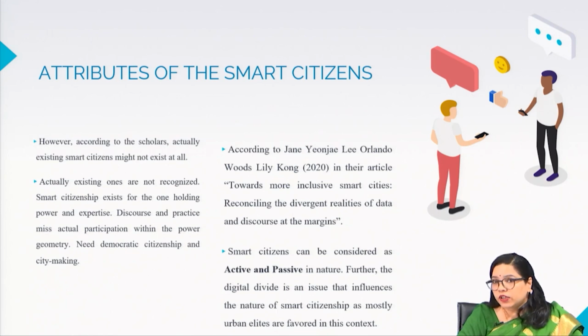According to Jennifer Lee, Orlando Woods and Lily Kong in their article Towards More Inclusive Smart Cities: Reconciling the Divergent Realities of Data and Discourse at the Margins, they explain that smart citizens can be considered as active and passive in nature. Further, they suggest that the digital divide is an issue that influences the nature of smart citizenship, as mostly the urban elites are favored in this context.